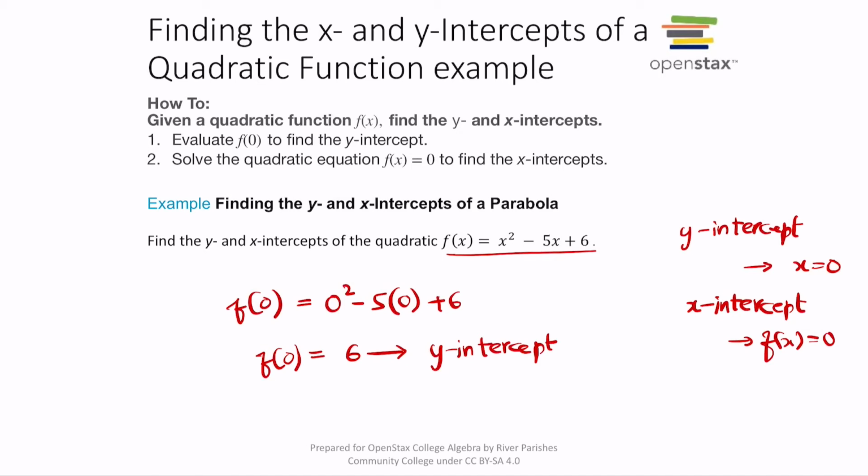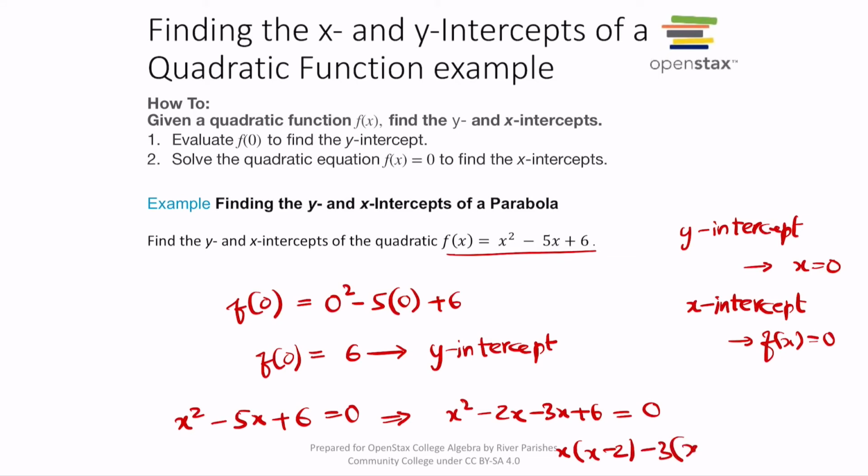Now how do you find the x-intercept? Put f of x equal to 0. So it becomes x square minus 5x plus 6 equals 0. Now solve this quadratic equation. So it becomes x square minus 2x minus 3x plus 6 equals 0. So x times x minus 2 minus 3 times x minus 2 equals 0. So you get x minus 2 times x minus 3 equals 0. So x becomes equal to 2, x becomes equal to 3.